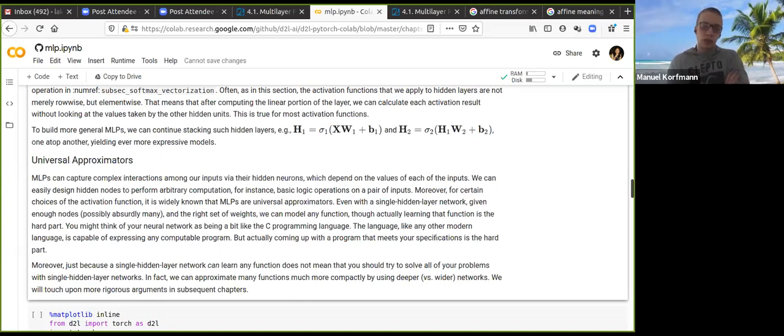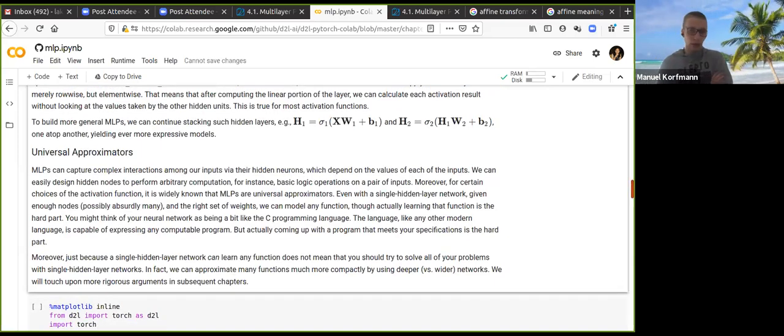Moreover, just because a single hidden layer network can learn any function does not mean that you should try to solve all your problems with a single hidden layer network. In fact, we can approximate many functions much more compactly by using deeper versus wider networks. We will touch upon more rigorous arguments in subsequent chapters. Okay.